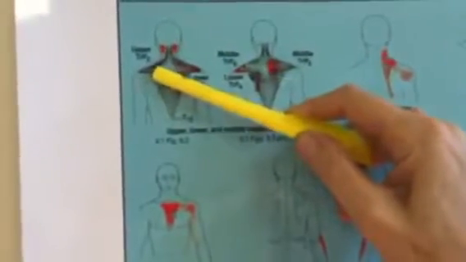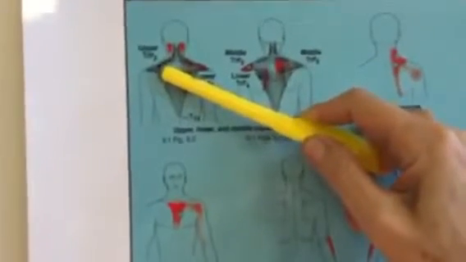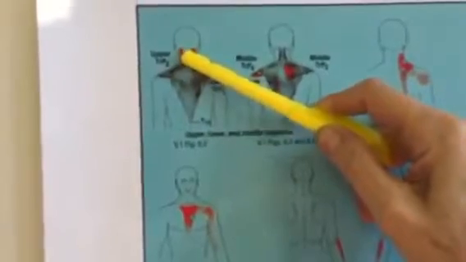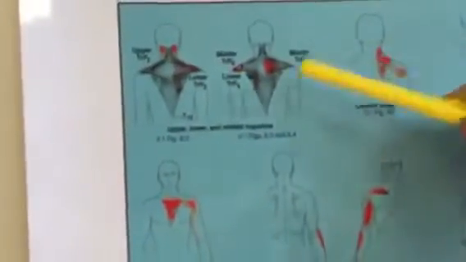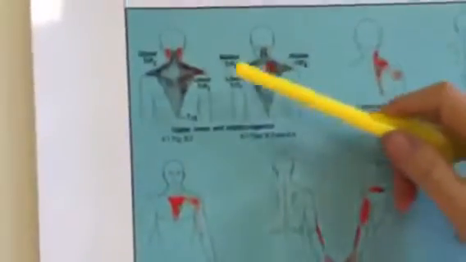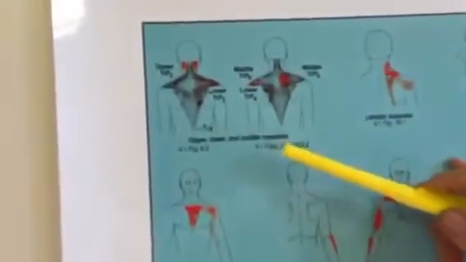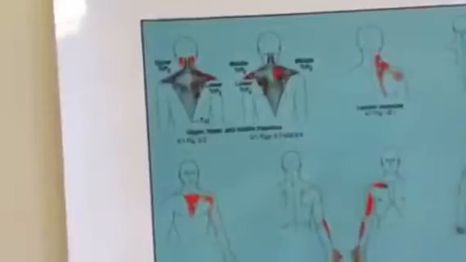Now this top of the shoulder muscle, part of the trapezius, also causes pain right throughout the top of the shoulder and the back of the neck too. So trapezius is the most likely cause of back of the neck pain. The second most likely cause is the multifidi.